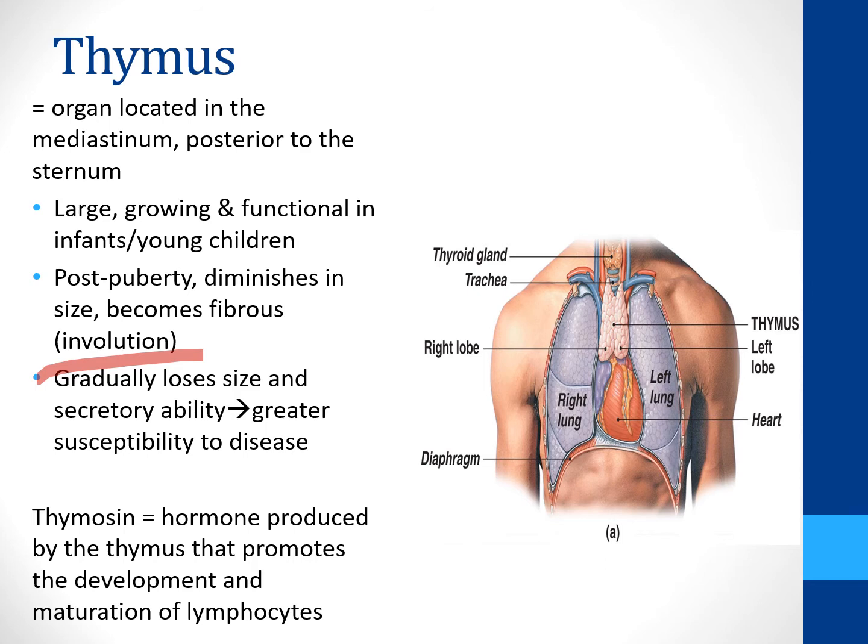As it decreases in size, it also loses its secretory ability, which decreases the function of your T cell mediated immune response. Thymosin is a hormone that's produced by the thymus that helps to promote the development and maturation of lymphocytes. So as it involutes, it is going to be producing less thymosin, so you're going to have decreased development of new T cells.